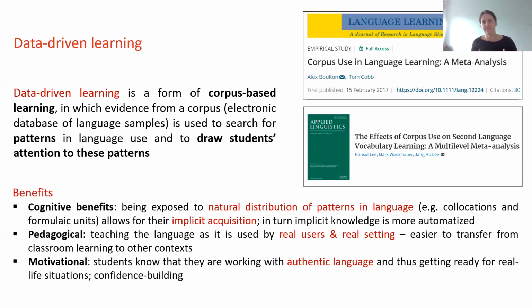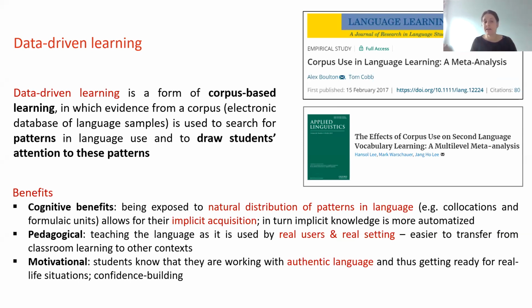So some of the major benefits of this type of learning are from the cognitive perspective. The benefits lie in students being exposed to natural distribution of patterns in language use, for example, such as collocations or formulaic units, and this helps the implicit acquisition of these patterns and implicit learning. And we know from other research that implicit knowledge is often more automatized in learners' minds, and it leads to a more fluent use of this knowledge, for example, in processing or production of language.